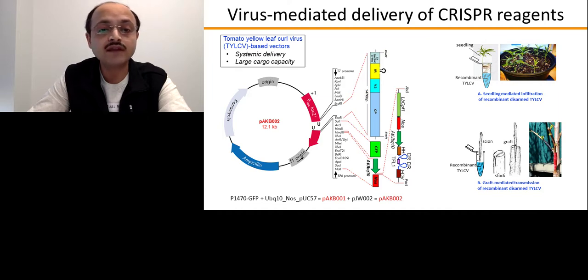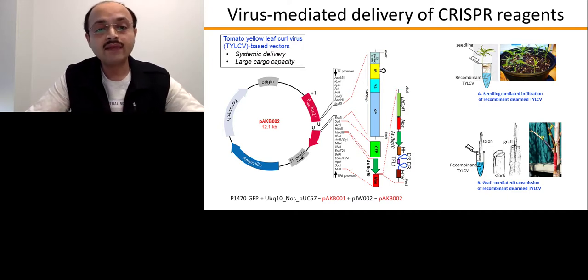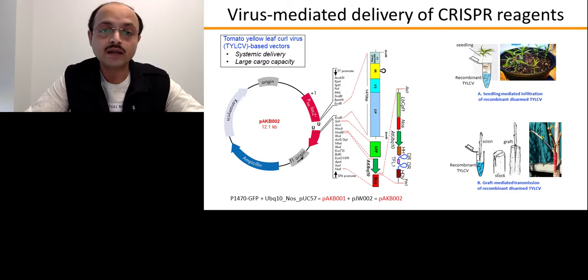We modified this and introduced the expression cassettes for the CPF1 and the guide RNA into the viral genome. There are two ways that we are using right now to deliver this construct to the plant via the roots. We germinate the seed and dip the roots into a solution containing these viral particles, and then test the plants that come out after the viral infiltration for mutations. Another method is dipping the scion into the liquid containing these viral particles and installing that onto the rootstock.